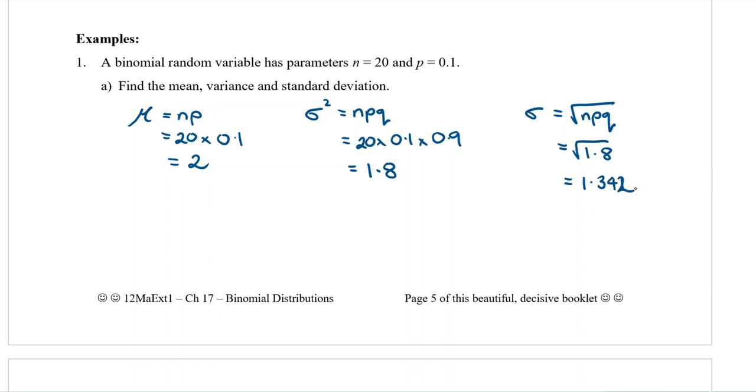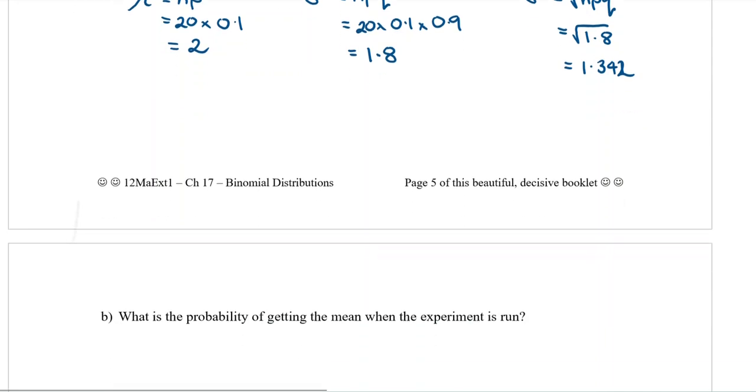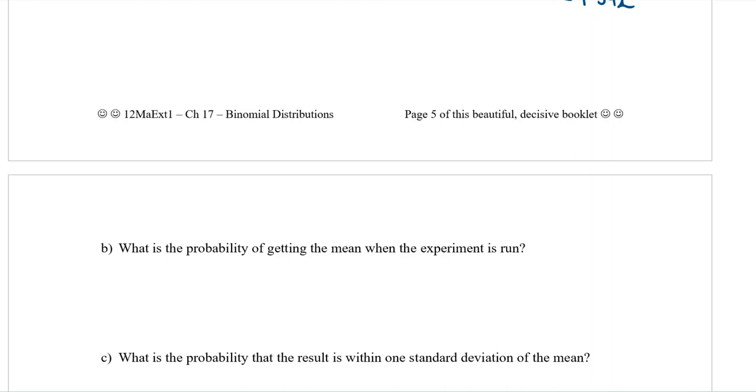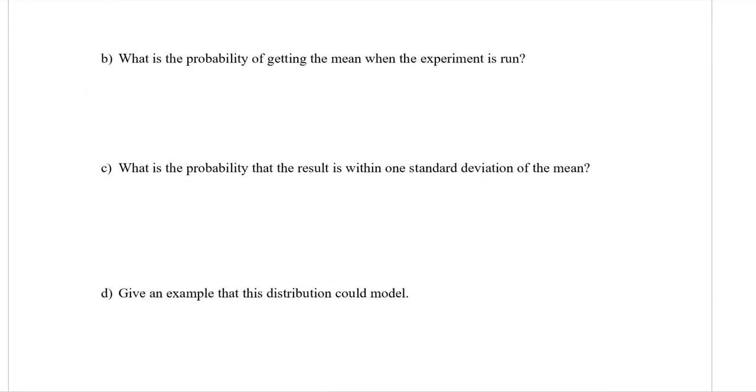Okay. All right. That was a nice little one. Moving on. You will have questions where you need to find that, but often there'll be more involved, which there is more. There's a part B. What is the probability of getting the mean when the experiment is run? So the probability of what was the mean? When we worked it out, 2.